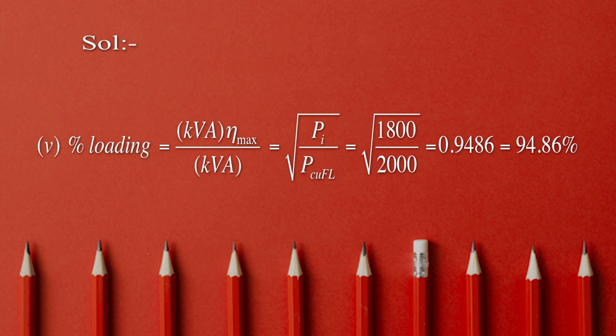Now the next and last quantity that you have to calculate is the percentage loading. So percentage loading can be calculated by this expression: kVA at maximum efficiency upon kVA rating, which is equal to under root Pi upon PCU at full load, where PCU at full load is what? Copper losses at full load. As you know, the value of the iron losses is given as 1800 watt and copper losses at full load are given as 2000. So under root 1800 upon 2000 comes 0.9486, or you can say percentage loading comes 94.86 percent.